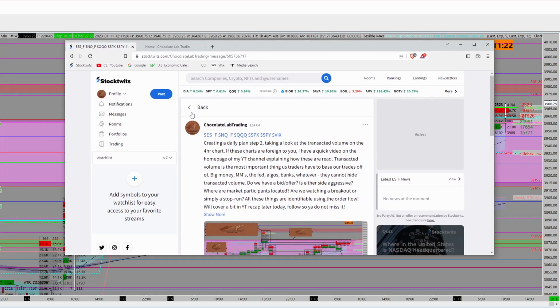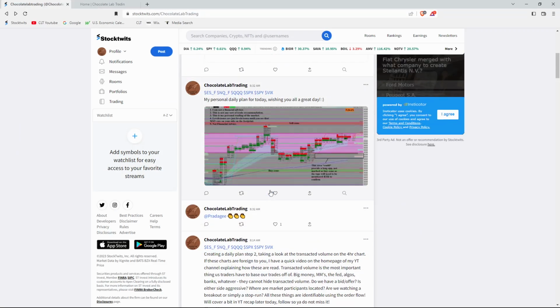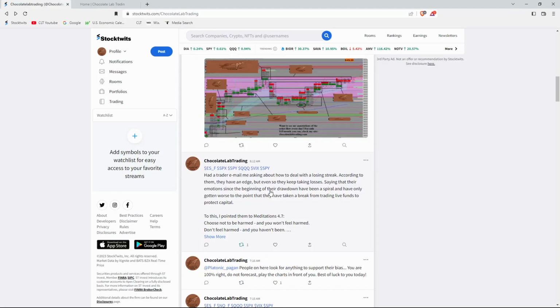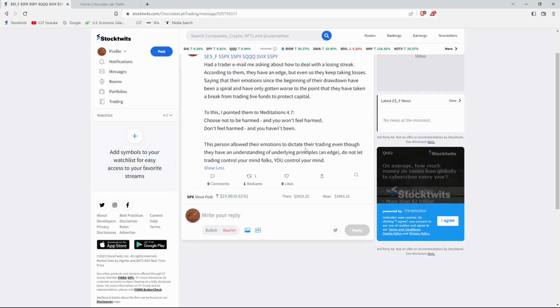So I go to my daily chart and do the same exact thing, but I actually just wanted to touch on this real quick. A trader emailed me asking how to deal with a losing streak. So I'm just going to read this because this covers everything. But according to them, they have an edge, but they keep taking losses. They say that their emotion since the beginning of their drawdown has been a spiral and has only gotten worse, to the point where they've had to take a break from trading their funds to protect their capital.